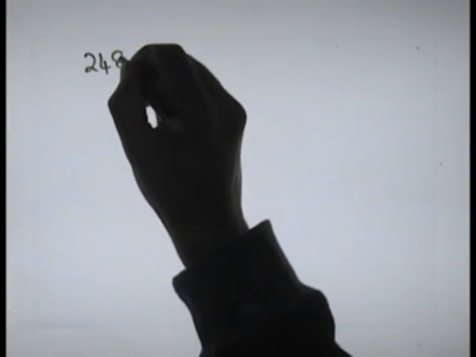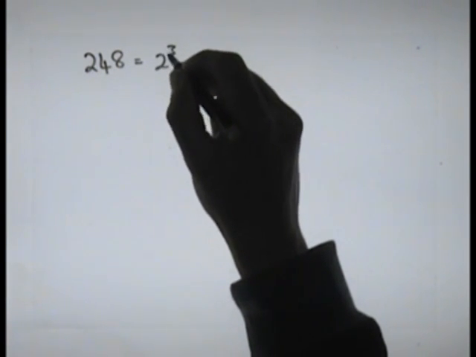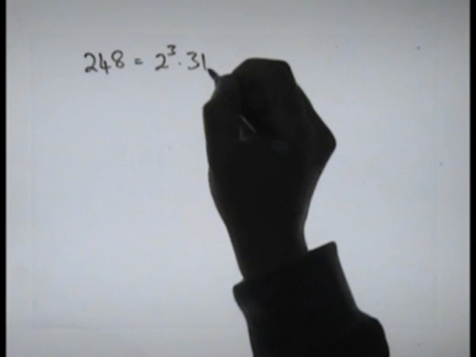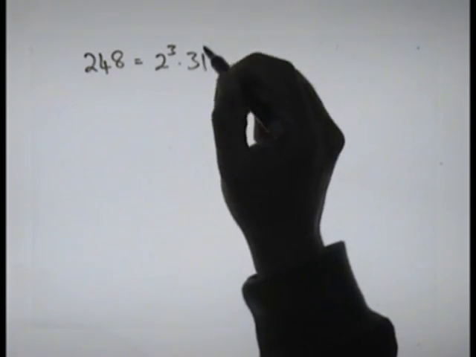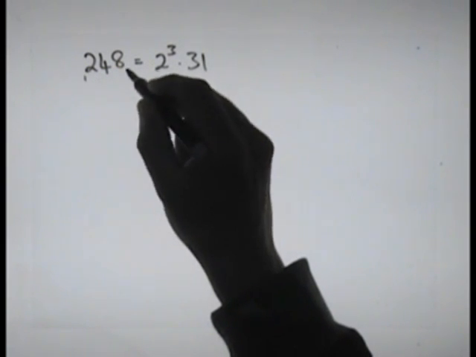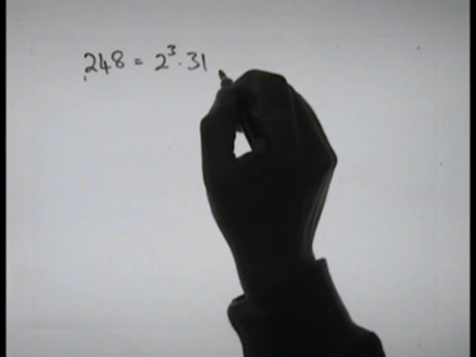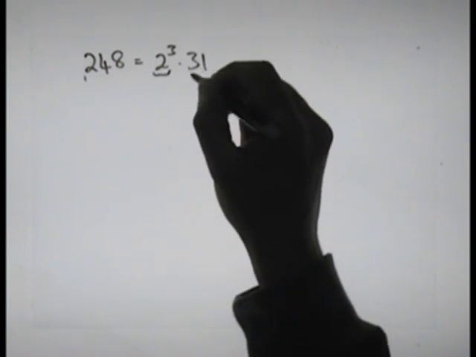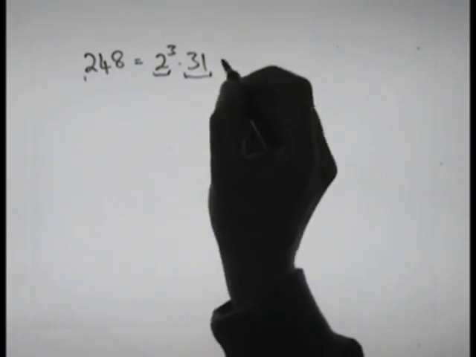The first number we're looking at is 248. Now I know that 248 is equal to 2 to the power 3 times 31. How did we get to that and what are we doing? We're taking this number and we're breaking it down into its simplest prime numbers. Notice that 2 is a prime number as well as 31. Let us see how we do that.